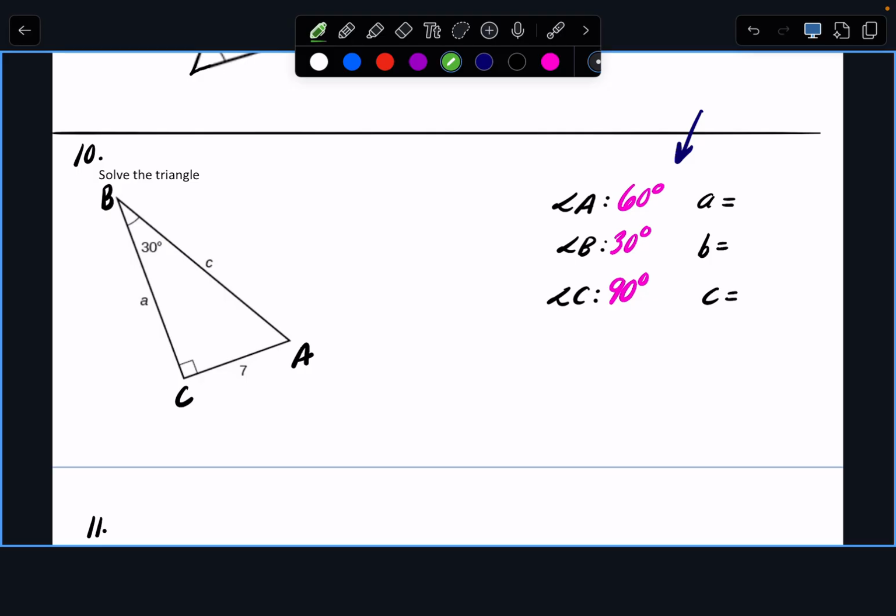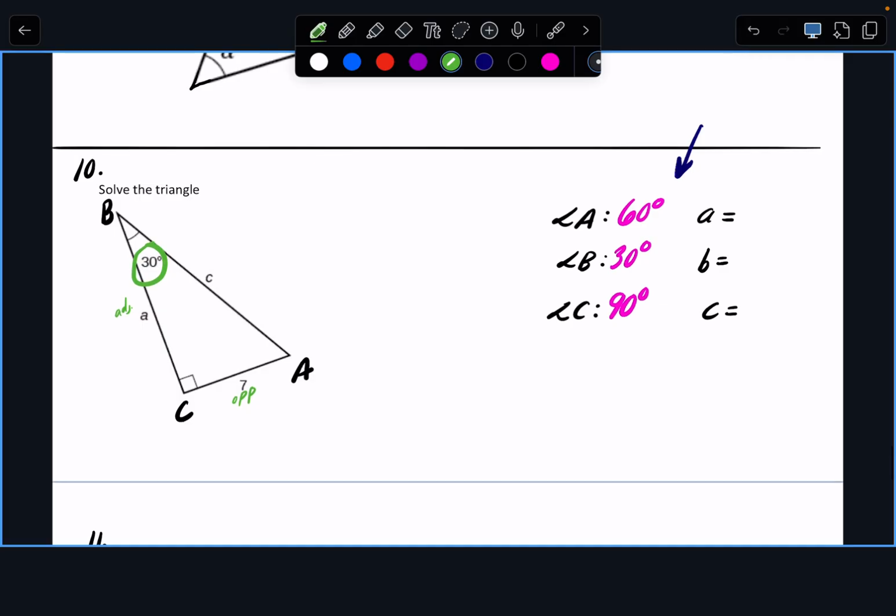Side A. Let's find side A. So I'm going to pick a theta. I can't pick 90, so I'm just going to pick the 30. So to find A, won't this be adjacent? And this will be opposite from 30? So what would I state? Is it SOH, or is it CAH, or is it TOA? So you're going to say tangent of 30 degrees equals opposite over adjacent. The adjacent side was A. And now it's basic algebra to get A alone.